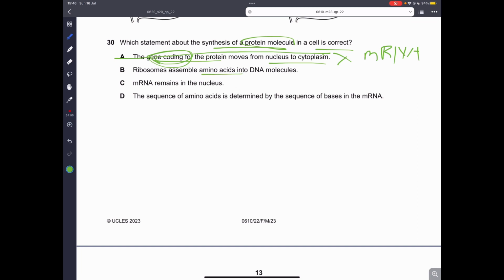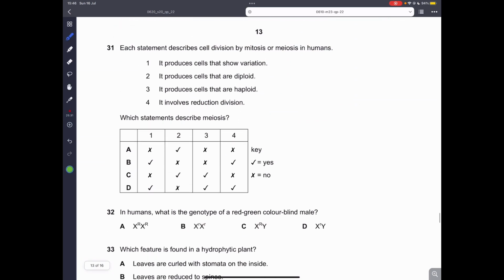The ribosome assemble amino acids into DNA molecules. This is wrong. They do not assemble amino acids into DNA molecules, they assemble them into protein molecules. The mRNA remains in the nucleus. It does not remain in the nucleus. Instead, it moves from the nucleus to the cytoplasm, from which it is attached to the ribosome, and the ribosome can then synthesize the protein molecule. So this is wrong. The sequence of amino acids is determined by the sequence of bases in the mRNA. This is correct. And you'll have to learn that as well.